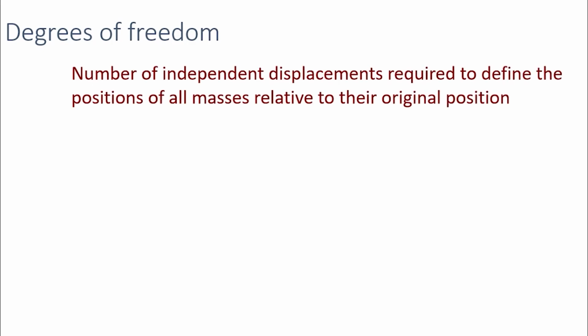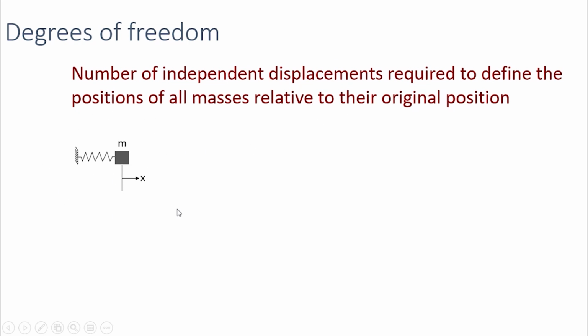Now let's see what a degree of freedom is, because our course is about single degree of freedom structures. The degree of freedom is the number of independent displacements required to define the positions of all masses in a system relative to their original position. So let's understand this statement a little in detail.